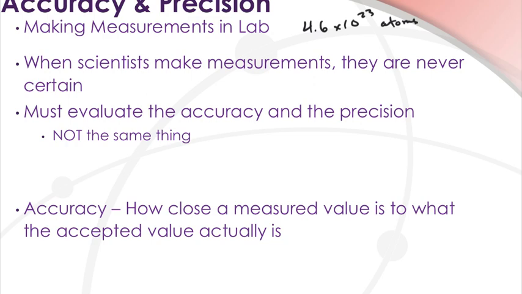So accuracy is how close a measured value is to what the accepted value actually is. So how close did you get to what you were supposed to get, or what the scientific community agrees upon as being the correct value, at least right now. The term precision refers to how close a series of measurements are to one another. So this is you've done multiple measurements over and over again. How close are they to what you got before? Okay, so those are just what the definitions are. If you're not sure what the difference is, here in just a moment, we'll show you.